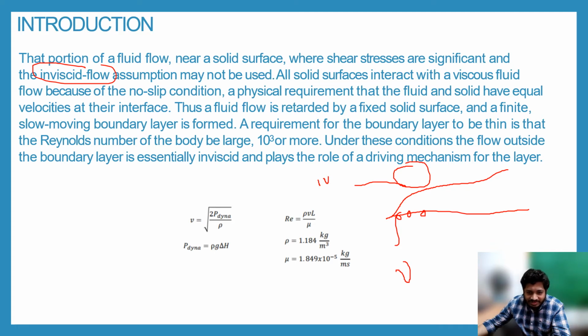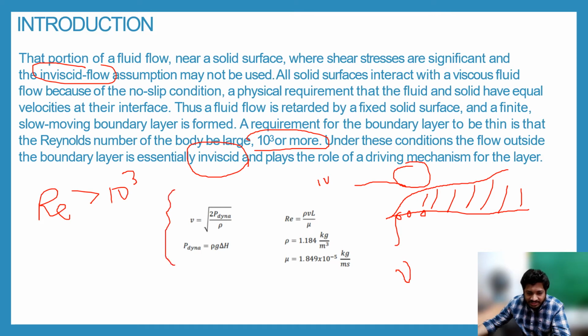The requirement for the boundary layer to be thin is that the Reynolds number of the body is very large, 10^3 or more. So the Reynolds number should be greater than 10^3 for these conditions to be realized. Under these conditions, the flow outside the boundary layer is essentially inviscid, meaning the viscosity effects are negligible. However, within the boundary layer, the viscosity effects are present, and they are the driving mechanism for the layer. Using these equations, you will be able to calculate the dynamic pressure and Reynolds number; the density and viscosity are given for the fluid.